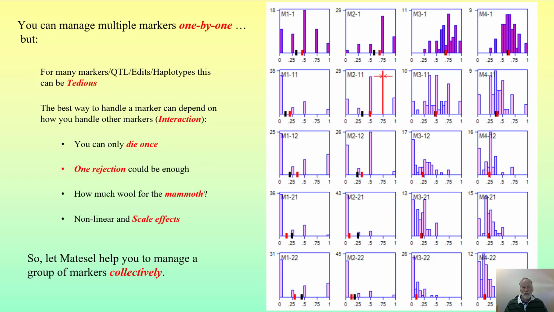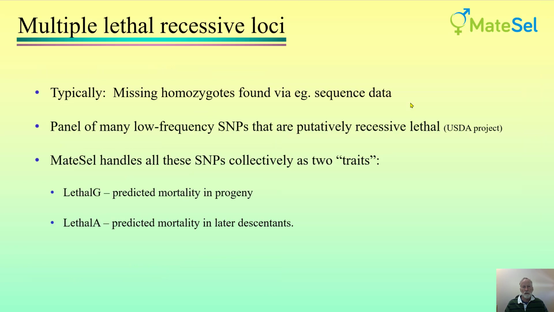So we currently use that mechanism to manage multiple lethal recessives. You can only die once. The other applications I alluded to here are a bit avant-garde, but there is some work underway and/or on the horizon for these. However, for most gene edit work, you'll probably use one-by-one marker manipulation. So let's have a look at multiple lethal recessive loci and how we manage these collectively. There have been rather many projects in this area.